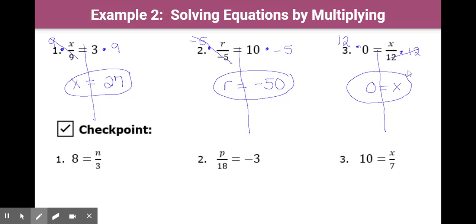Okay, 3 more checkpoint problems for you to try along with me. Problem 1. What should I do to isolate the n? I need to multiply both sides by 3. This divide by 3 and this times by 3 will cancel. I bring down the n equals 3 times 8 is 24.